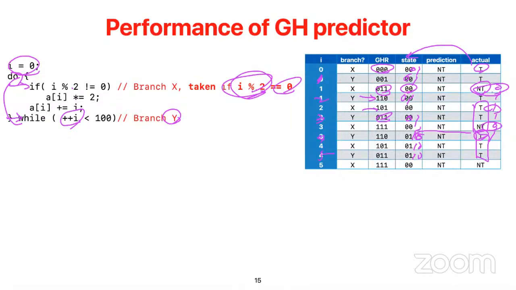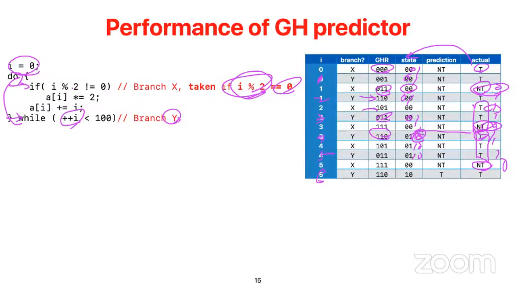Woo-hoo, we get lucky again. That's what you thought. But actually, every time we have 111, it's always not taken. So we have some feeling it's going to be not taken in the future as well. Now when i equals 6, for branch Y, it's always taken. So 110, we saw this here before, and we said the next time it will be 10. So finally, we predict taken, and the actual outcome is taken.